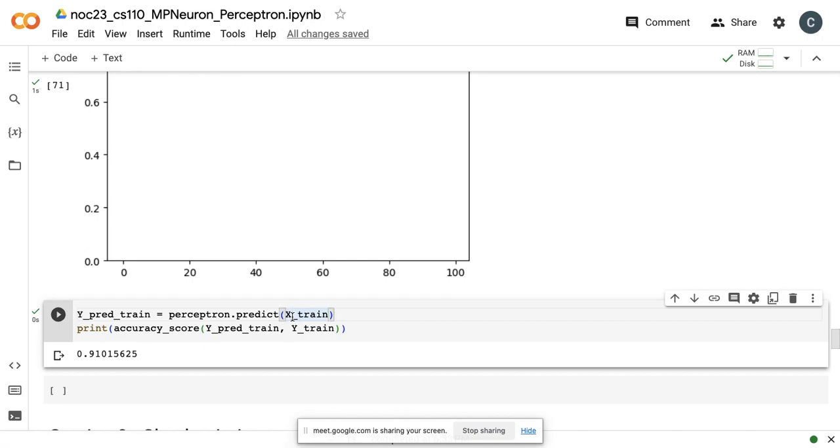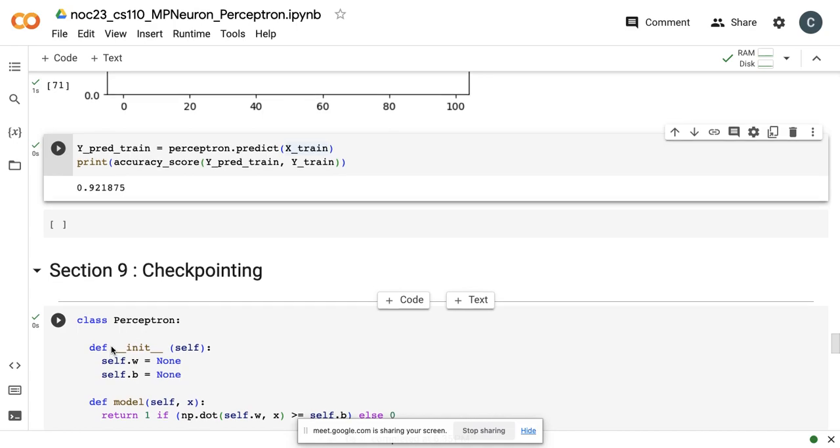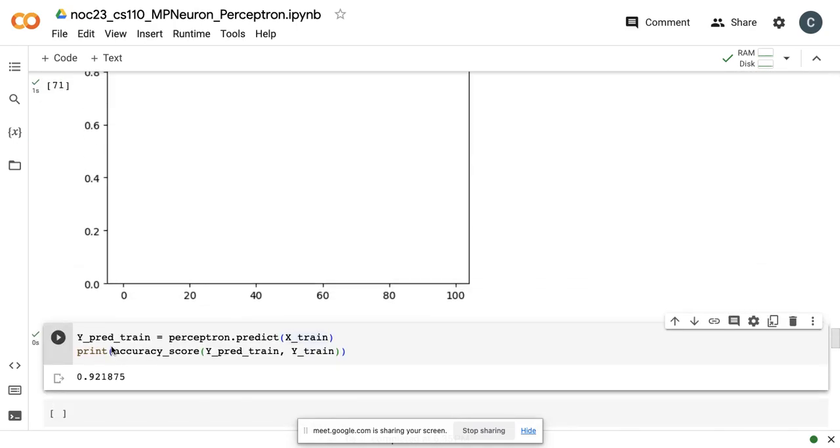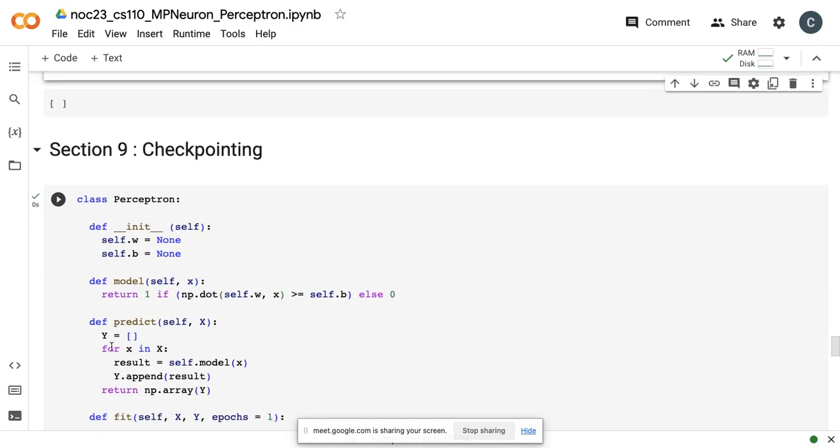Now if you do this, since the training accuracy is improving, obviously your testing accuracy will also improve because it is looking at more and more data. So that's a kind of proportional aspect to that. Now another important point here is checkpointing. Okay, so let's see what checkpointing is.